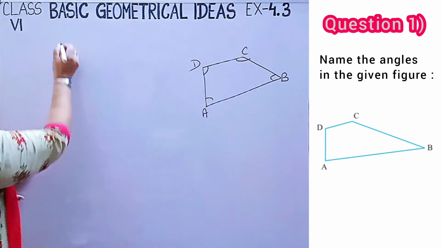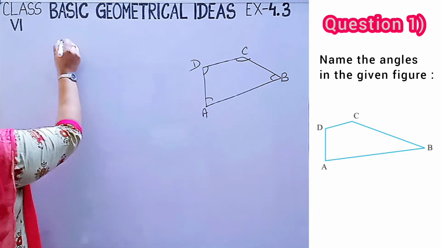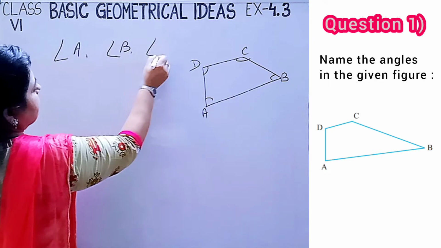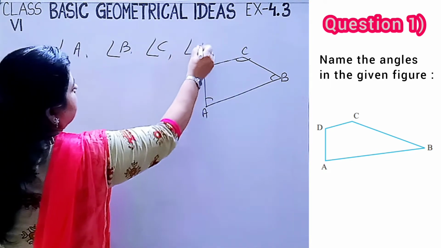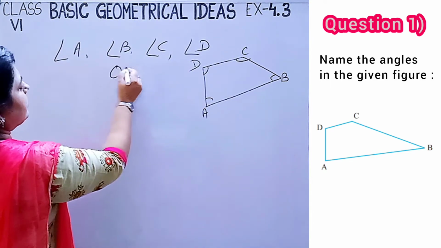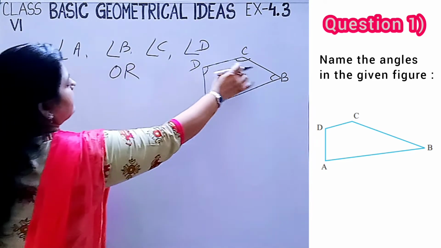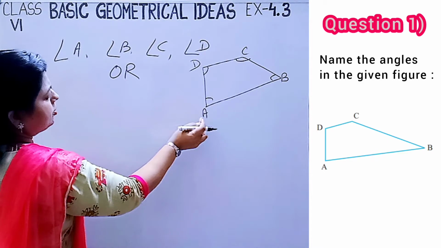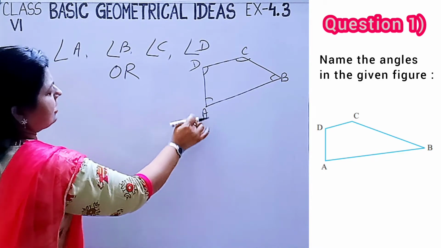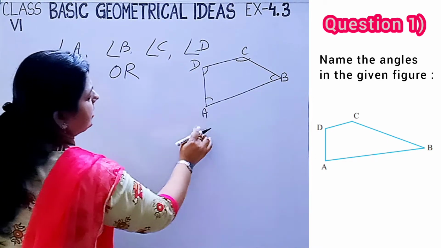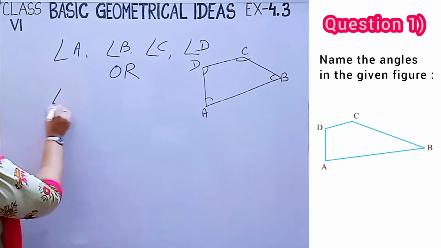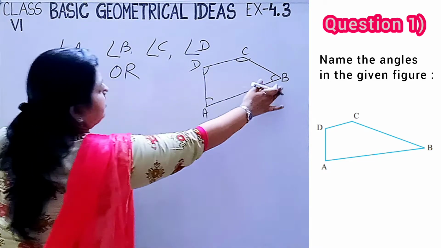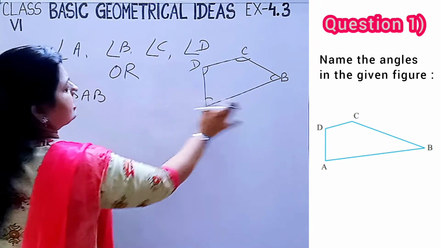ADC. So simply first I am writing the name of the angle in this way: angle A, angle B, angle C, angle D. Or we can write down the name of these angles in another way also. For example, if I want to write down angle A, so I will write down DAB, angle DAB or BAD. So both are correct.